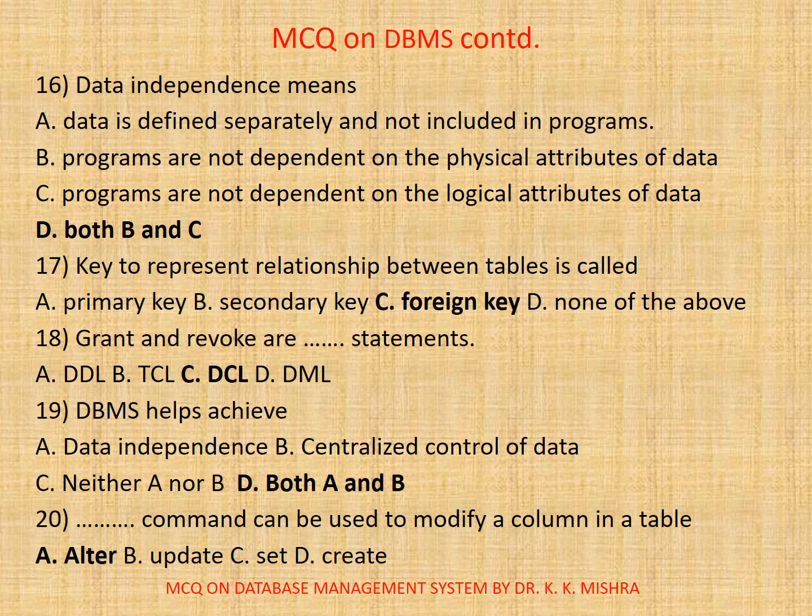Now, question number 17. Key to represent relationship between tables is called, options are A, primary key, B, secondary key, C, foreign key, D, none of the above. Correct option is C, foreign key.